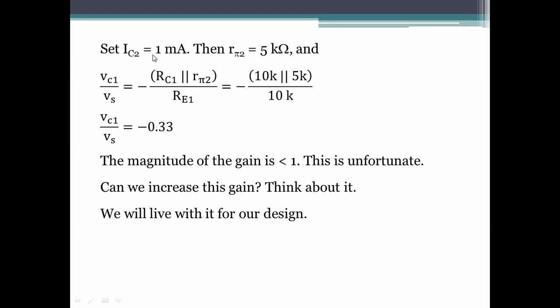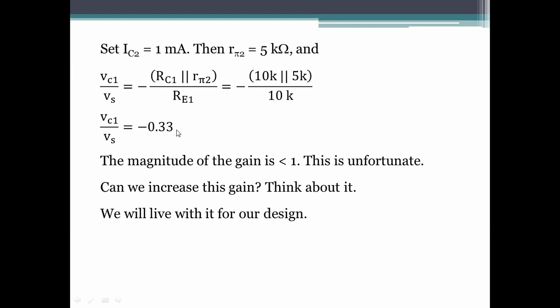Again, we said IC2 equal to 1 milliamp as before. So we'll get Rpi2 equal to 5 kilo ohms. We've already calculated that. And so we get the gain of the first stage as 10 parallel 5 divided by 10, which comes out to be minus 0.33. The magnitude of this is less than 1.